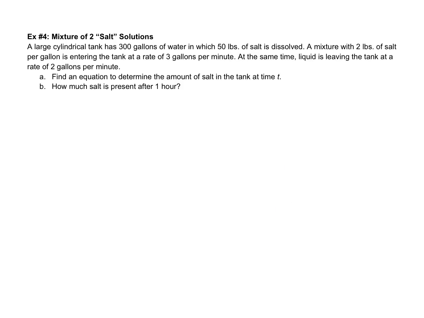Okay, so here it is. A large cylindrical tank has 300 gallons of water in which 50 pounds of salt is dissolved. A mixture with 2 pounds of salt per gallon is entering the tank at a rate of 3 gallons per minute. At the same time, liquid is leaving the tank at a rate of 2 gallons per minute. In part A, we need to find an equation to determine the amount of salt in the tank at time t. And in part B, we need to find how much salt is present after 1 hour.